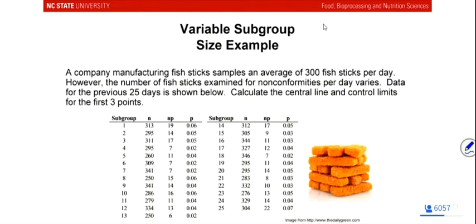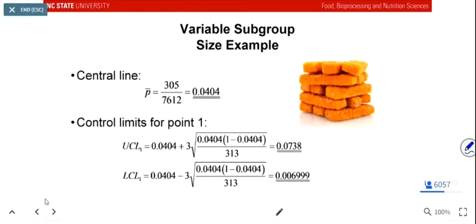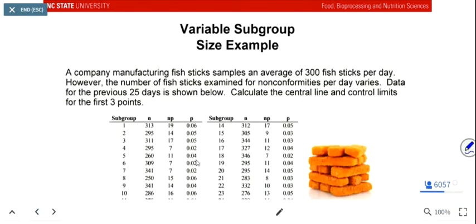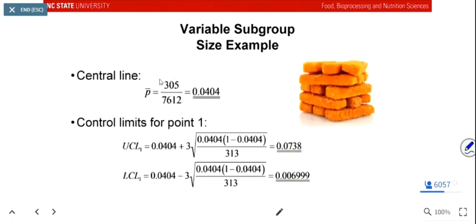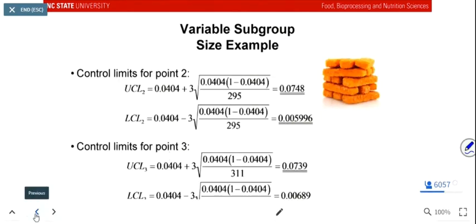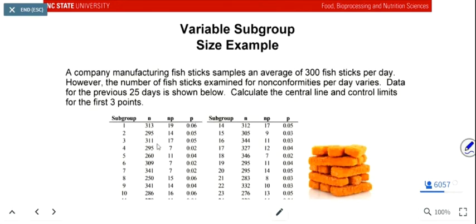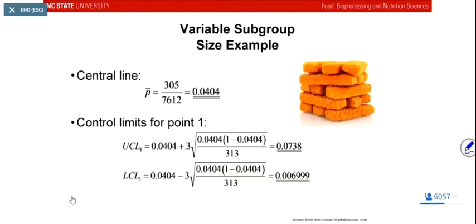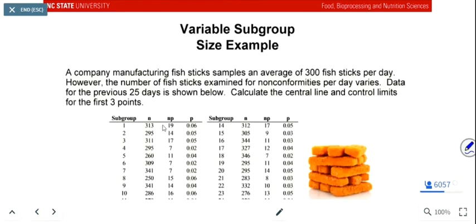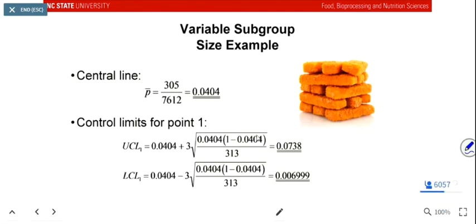So here's an example where sample size of the first one is 313, and it's 295. So here, I've given you an example with these fish sticks, unlike the previous one, where if you wanted to practice this on your own and see the actual solution, how did we get that p-bar? Well, we're just adding up all of these np's, 19 plus 14 plus 17, divided by all of these n's. So 305 is how many we had in this column, and 7,612 is how many we had in this column. So that gives us p-bar.